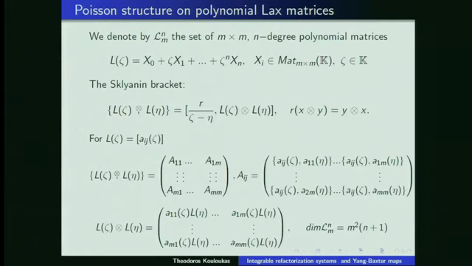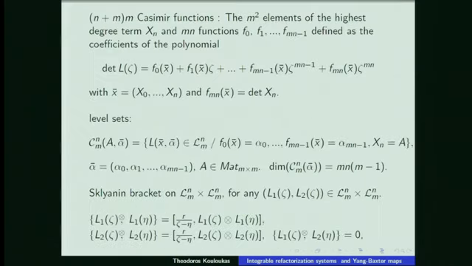So, first of all, if we take the higher term matrix Xn, the higher term matrix Xn here is a Casimir element. That means that it belongs to the center of this Poisson algebra. Each element of this matrix is a Casimir function. And also, if we take the determinant of L zeta and write it in this way, then all these functions f0, f1 to fmn are Casimir functions.